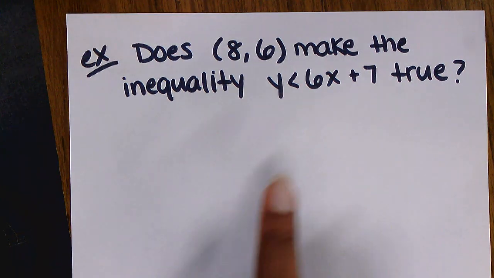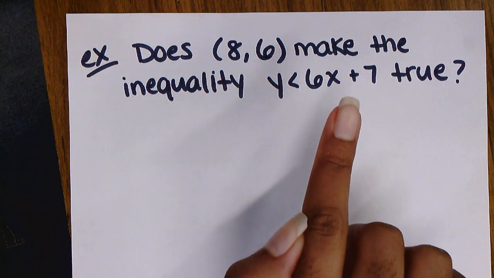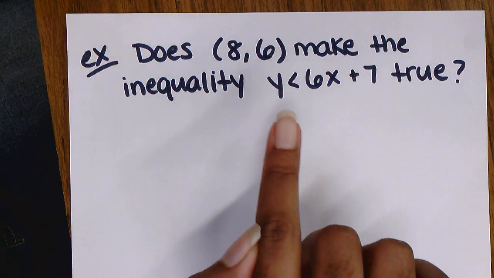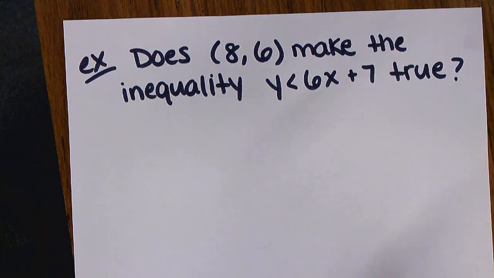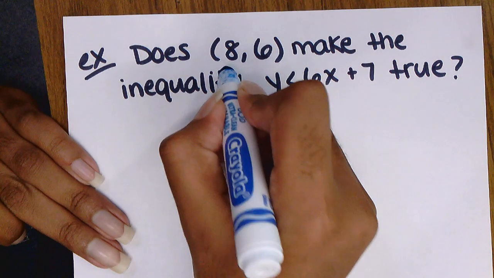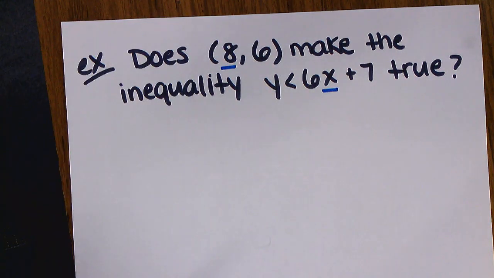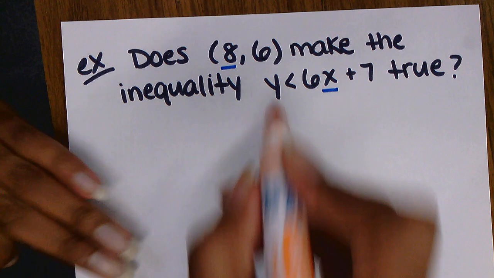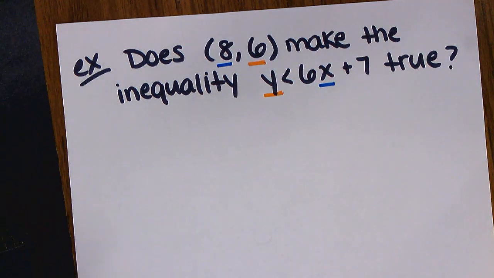So we can figure out if this makes a true math statement by substituting our x coordinate in for our x variable and our y coordinate in for our y variable and seeing if it makes a true math statement. Okay, and if it does, then it is a solution to the inequality. So I'm going to do my x's in blue just to show how I'm substituting, and I'm going to do my y's in orange.